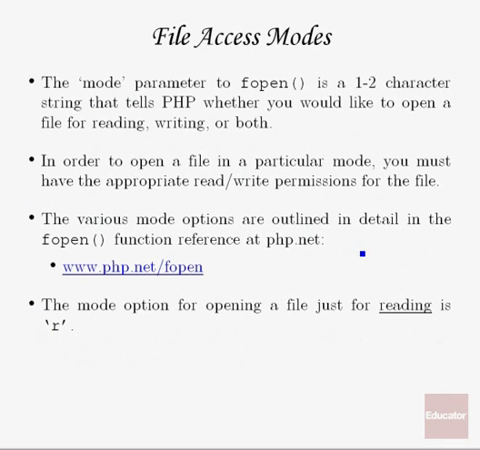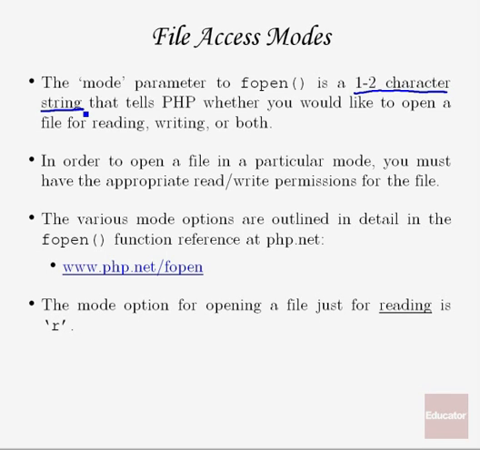So file access modes are the second parameter to the fopen function. It's a 1 to 2 character string that tells PHP whether you want to open a file for reading, writing, or both, and there are a couple of other options as well. One thing to note is that in order to open a file for reading or writing, you have to have the proper permissions for that, as we had talked about.